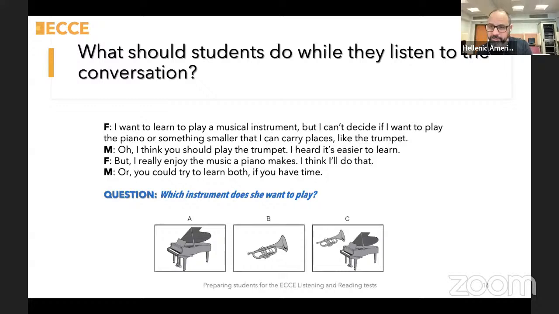Okay, so even the third picture is also mentioned in that particular recording. But what matters is, of course, the question: which instrument does she want to play?